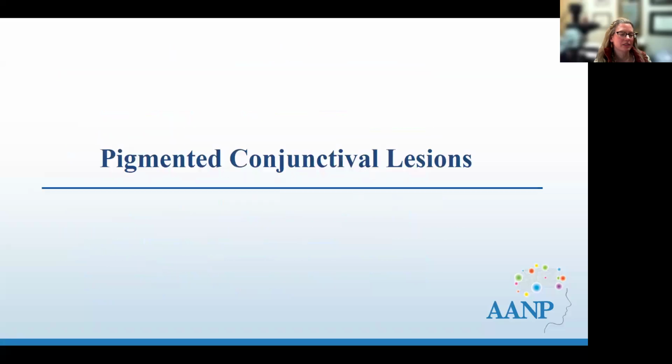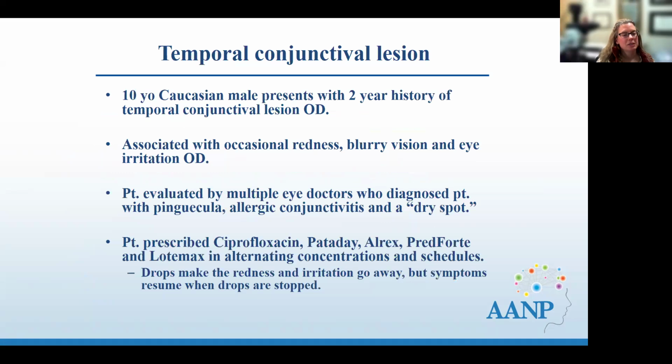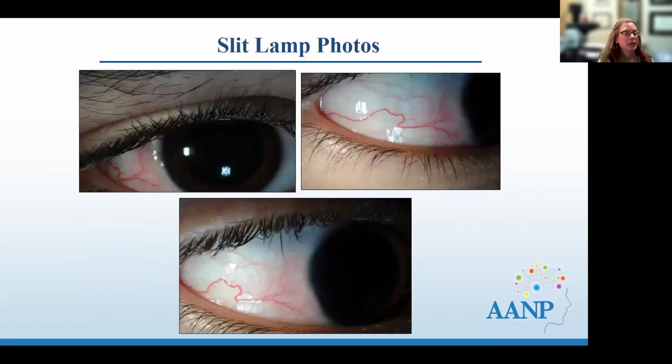Okay, there's the references. And so thinking about pigmented conjunctival lesions, this is going to be a very brief overview of these. So here's a temporal conjunctival lesion in a young patient. I'm going to show a lot of pictures of this because it's a common thing that you see. And so this has been there for a long time for this patient, okay? And so here are the photos.